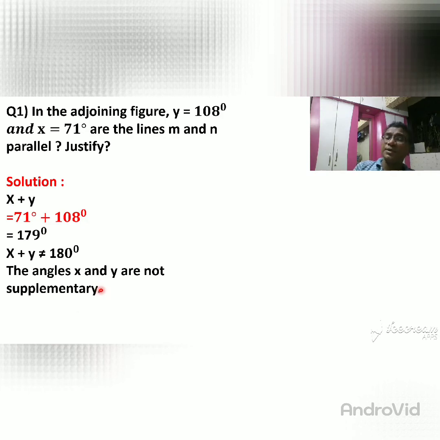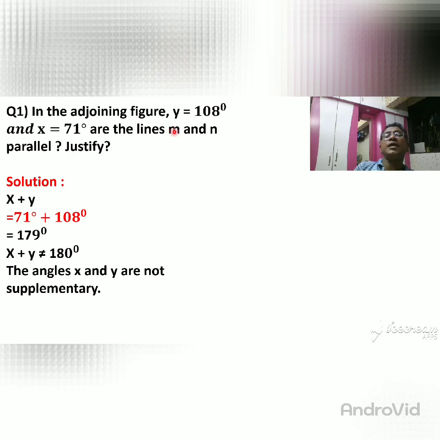Okay, do you understand what supplementary means? Supplementary means the sum is 180 degrees. Complementary means 90 degrees: if the sum of two angles is 90 degrees, they are complementary. If the sum of two angles is 180 degrees, they are supplementary. And a reflex angle means 360 degrees minus the given angular measure. Is that clear? So here the sum is not 180 degrees, the sum is 179 degrees. So they are not supplementary.